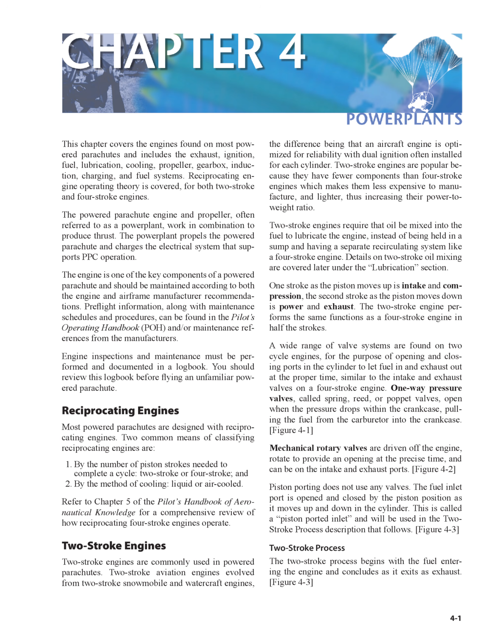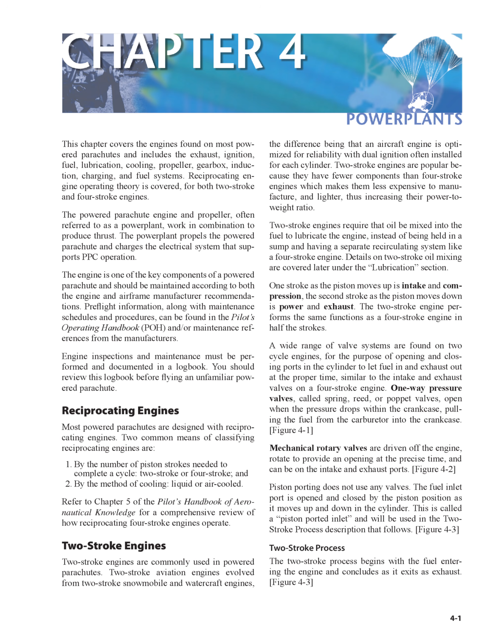The powerplant propels the powered parachute and charges the electrical system that supports PPC operation. The engine is one of the key components of a powered parachute and should be maintained according to both the engine and airframe manufacturer recommendations. Preflight information, along with maintenance schedules and procedures, can be found in the pilot's operating handbook, POH, and/or maintenance references from the manufacturers. Engine inspections and maintenance must be performed and documented in a logbook. You should review this logbook before flying an unfamiliar powered parachute.